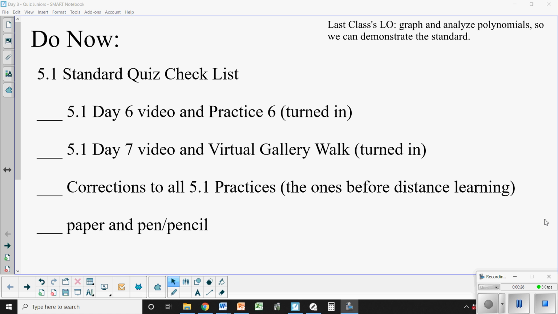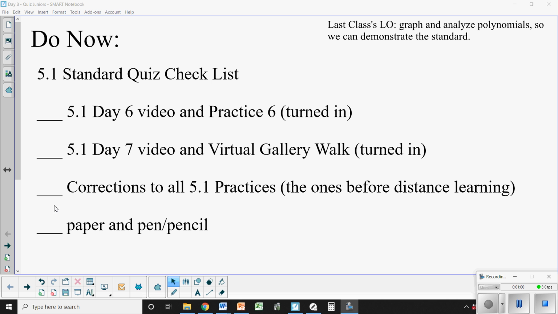But make sure you do this checklist, just that you've already watched the day 6 video, you've done the practice, turned it in. Make sure that you check this here, that you've done that. Also make sure that you do 5.1 day 7 video and the virtual gallery walk that you've turned it in. And then also corrections to all 5.1 practices, these ones we did before distance learning. So if you can make sure that you have those, look those over.